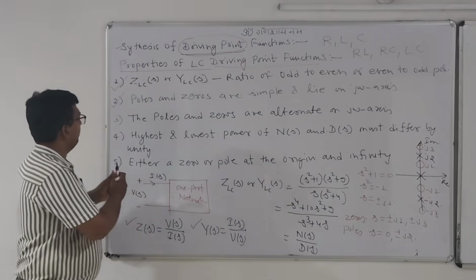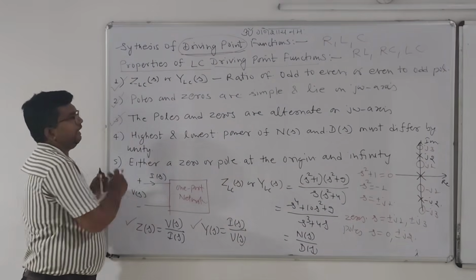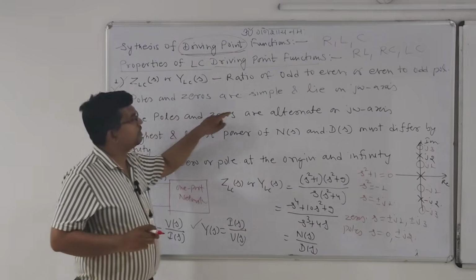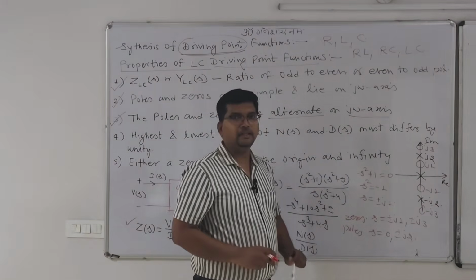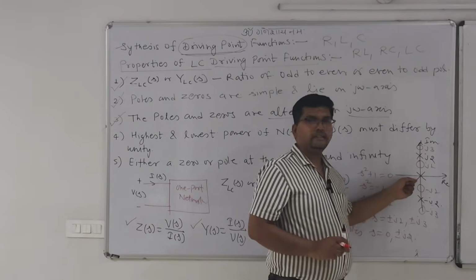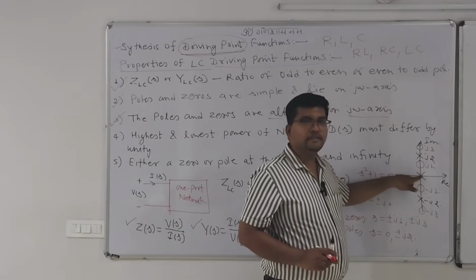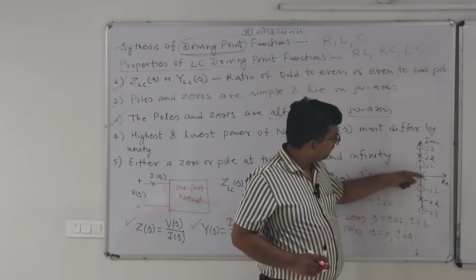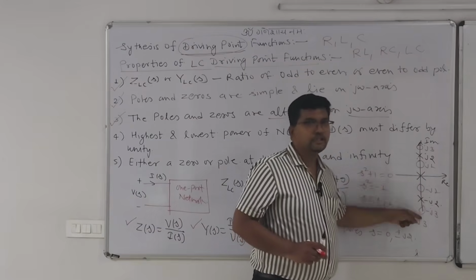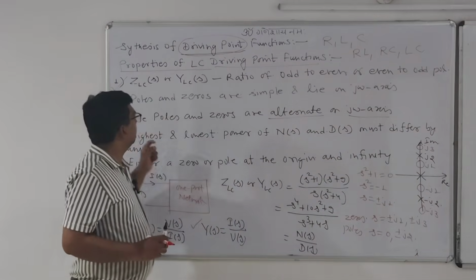Now come to the third point. The third point says that these poles and zeros alternate on the j omega axis. It means, for example, in this case, at the origin there is a pole, then there is a zero, pole, zero. Similarly, on the downward side, pole, zero, pole, zero. So this is the third property.